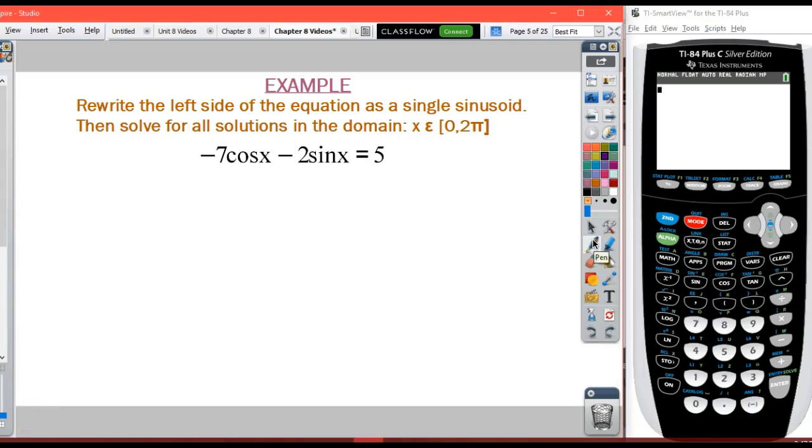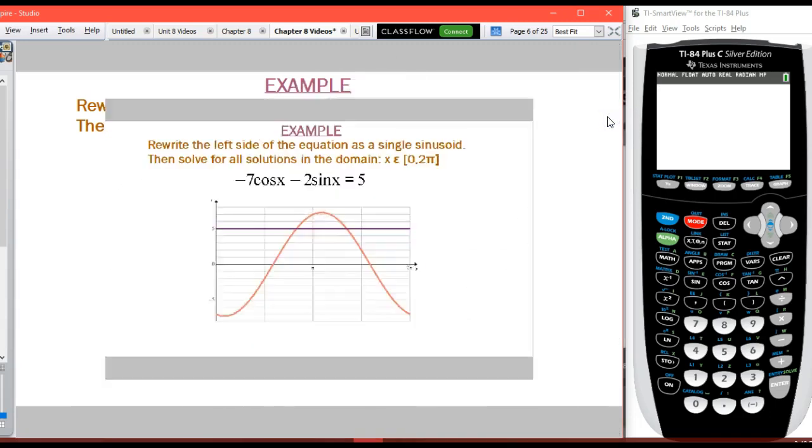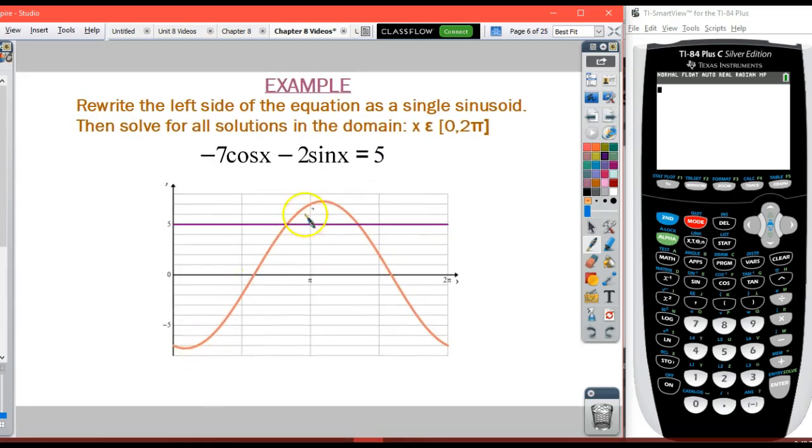In this problem, we're looking for all of the angles in radians between 0 and 2 pi that would satisfy this equation. And as it is right now, there's not a way that we could solve this algebraically without rewriting the left side. So right away, I'd recommend looking at a graph where I have this orange sinusoid representing this linear combination. Whenever I add or subtract a cosine and a sine of the same period, it will result in just another sinusoid.